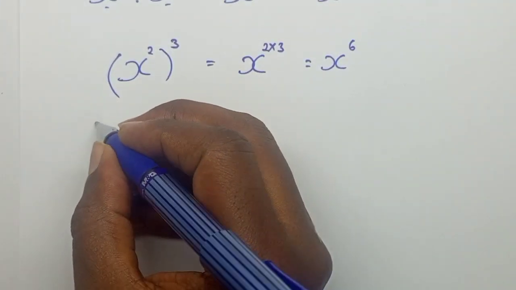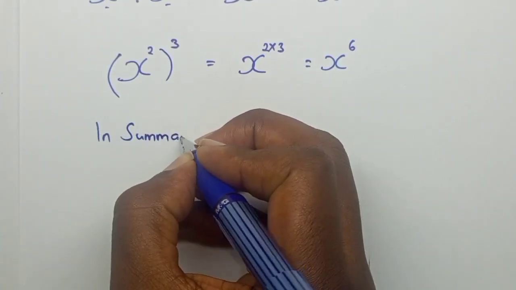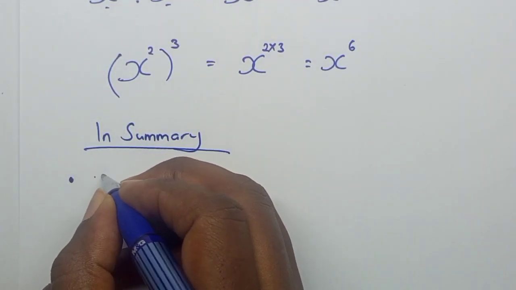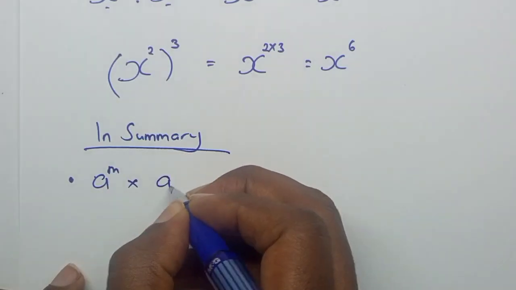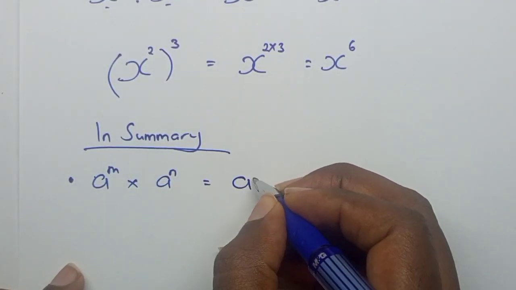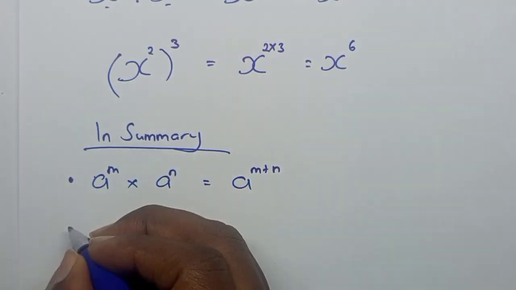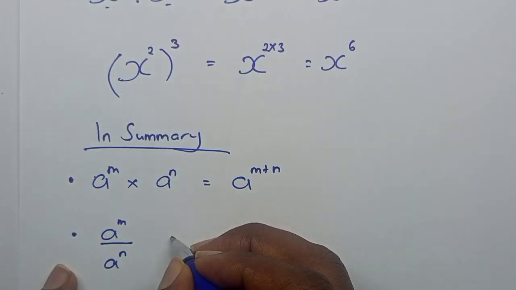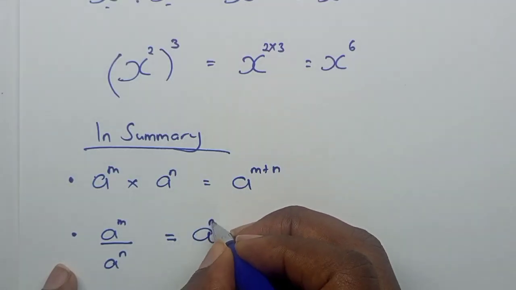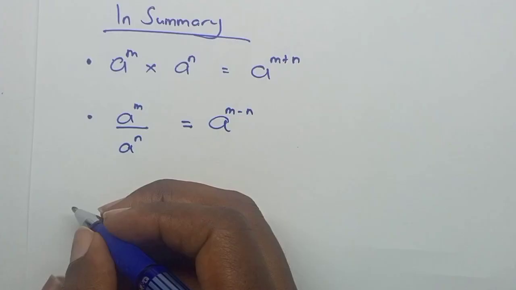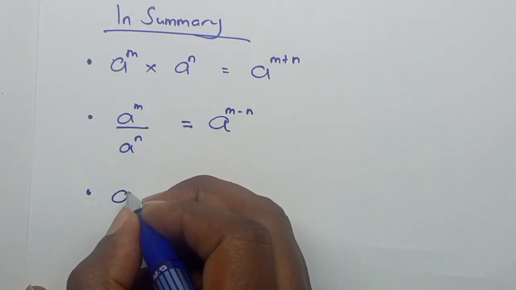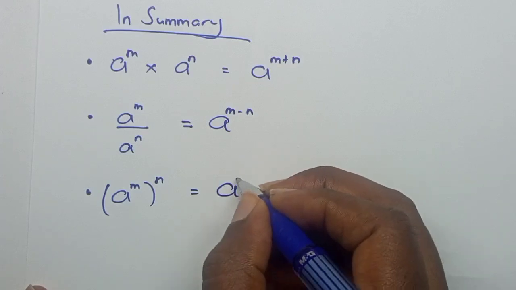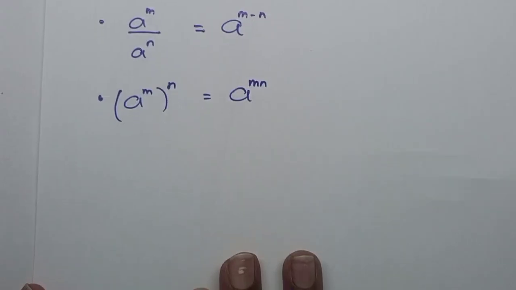So now in summary, the key points that you have to note are: 1, a to power m times a to power n is equal to a to power m plus n. Then a to power m over a to power n is equal to a to power m minus n. Then a to power m to power n is equal to a to power mn.